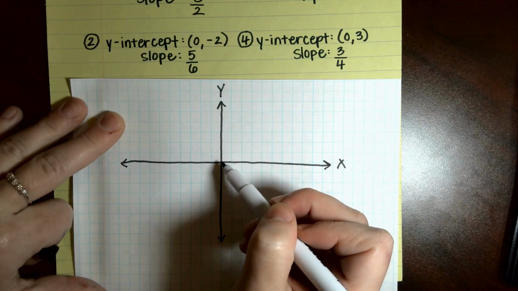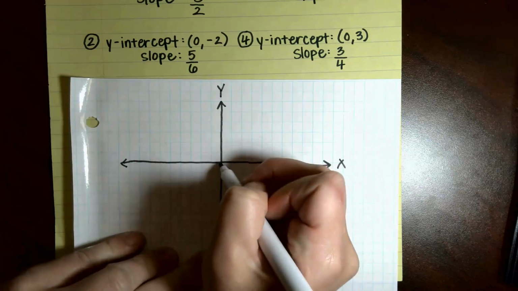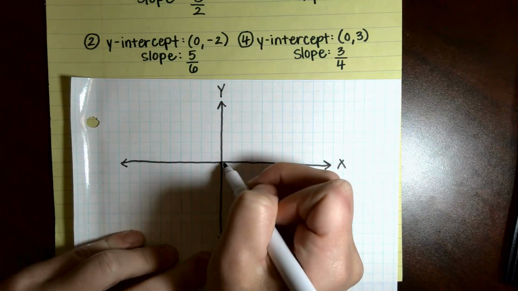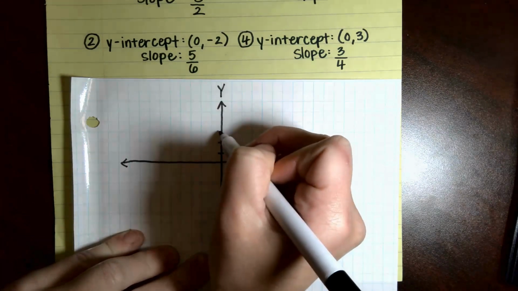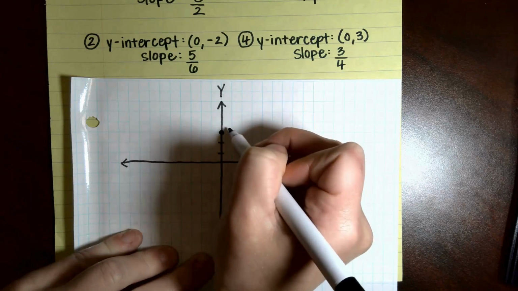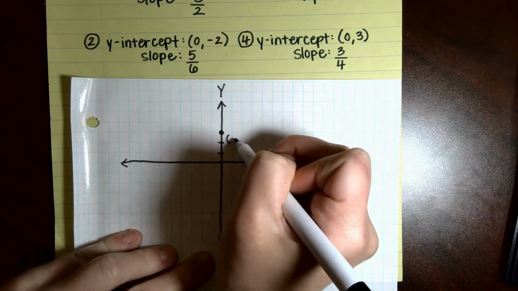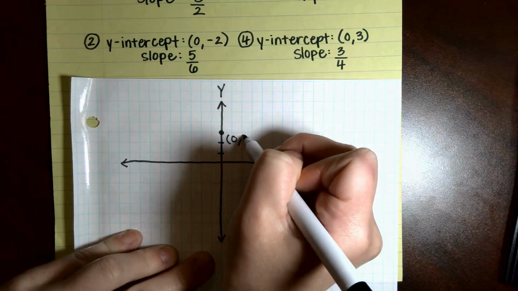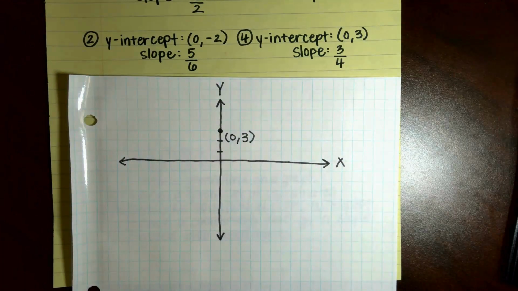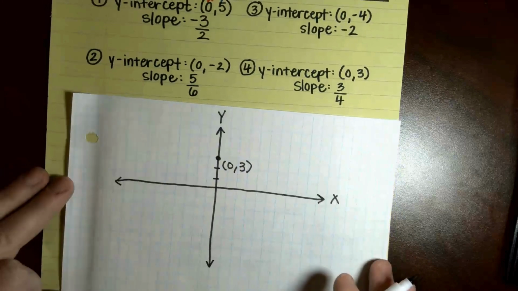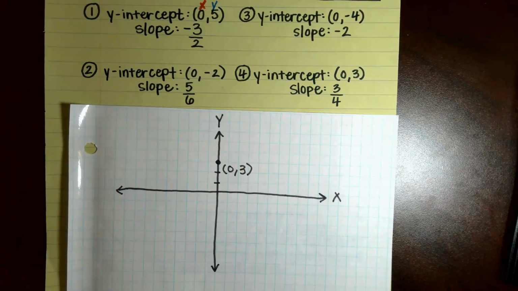Zero's in the middle. And then we're going to go up. Exactly. X is 0, so I don't go left or right. Y is 3, so I'm going to go up 1, 2, 3. Right there. And I'm going to go ahead and label that point 0, 3. Okay. I've got my first point. Now I need to look at my slope. My slope is 3/4. So where should I go from here?